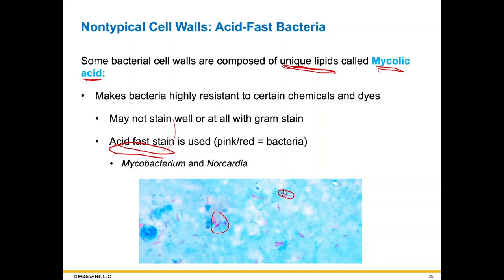Or excuse me, I didn't mean to say gram-negative. I'm still thinking about the gram stain. But these are acid-fast rods, which means that they have unique lipids of mycolic acid in their membranes and walls. Some examples would include Mycobacterium and Nocardia.